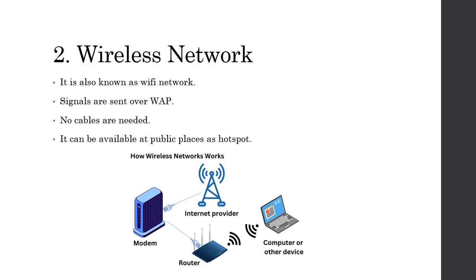Okay, now if we talk about the wireless network, it is also known as a Wi-Fi network. Signals are sent over a wireless access point. No cables are needed. It can be available at public places, and when it is available at public places, it is known as a hotspot. This is how it works. The internet provider sends the data to the modem and then to the router. Now the router is wirelessly connected to your computer or other device. It can be connected to your smartphone, tablets or computers wirelessly. Bluetooth is also an example of a wireless network.